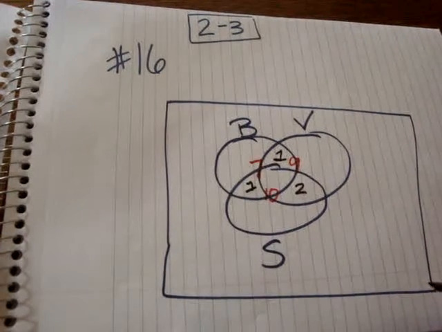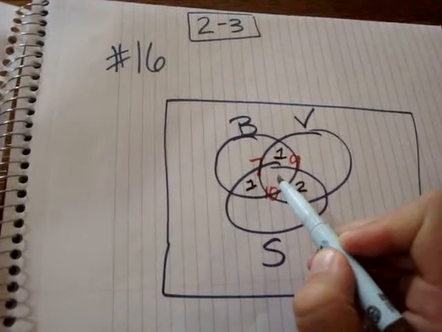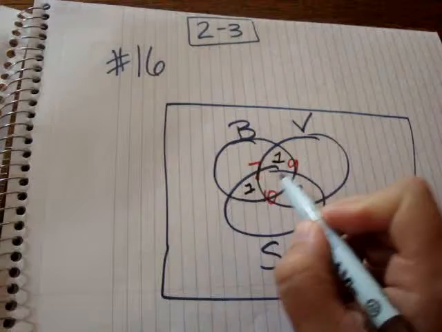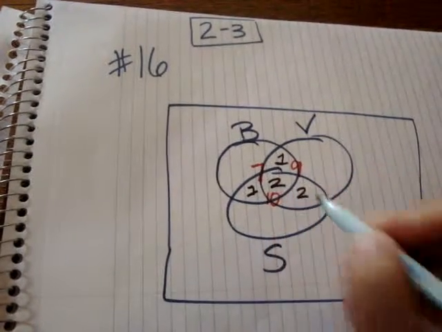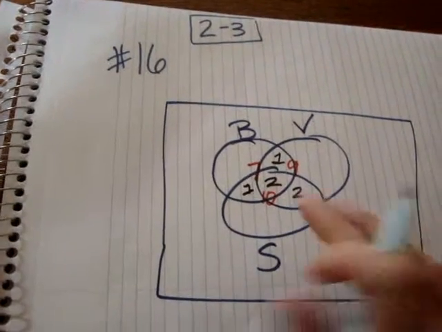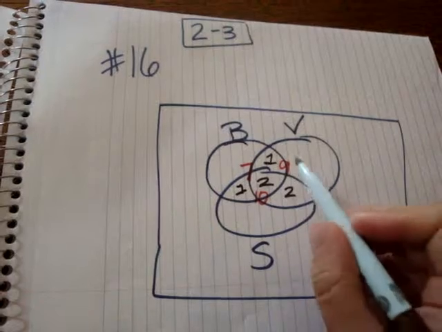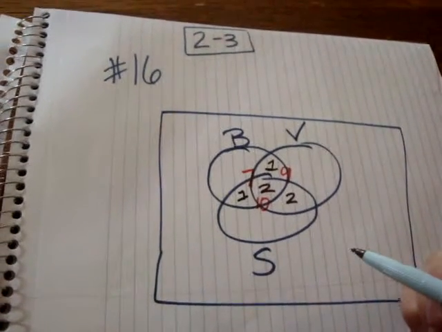Lastly, it says that 2 played volleyball, basketball, and soccer. That's this middle section where all 3 circles intersect. So students that played basketball, volleyball, and soccer, all 3, they get to go right here. So there were 2 of them. Now that I've done my middle sections, that makes it easier for me to go outside here and figure out how many students played only basketball or only volleyball or only soccer.